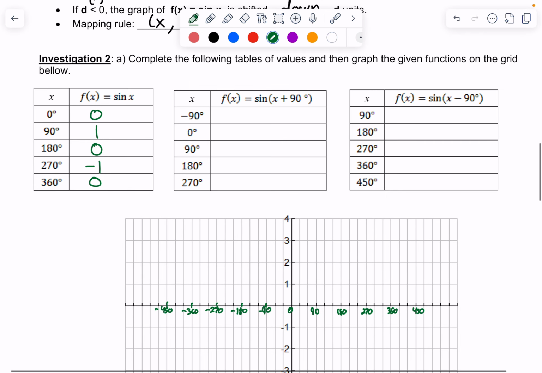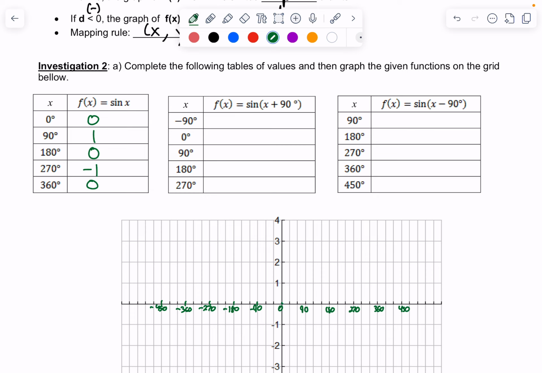So let's plot our parent function. So we start here at 0, 0, 0 degrees and 0. And then we go 90 and 1, so that would be right here. 180, 0, 270, -1, 360, 0. And let's connect our points. There's your parent.